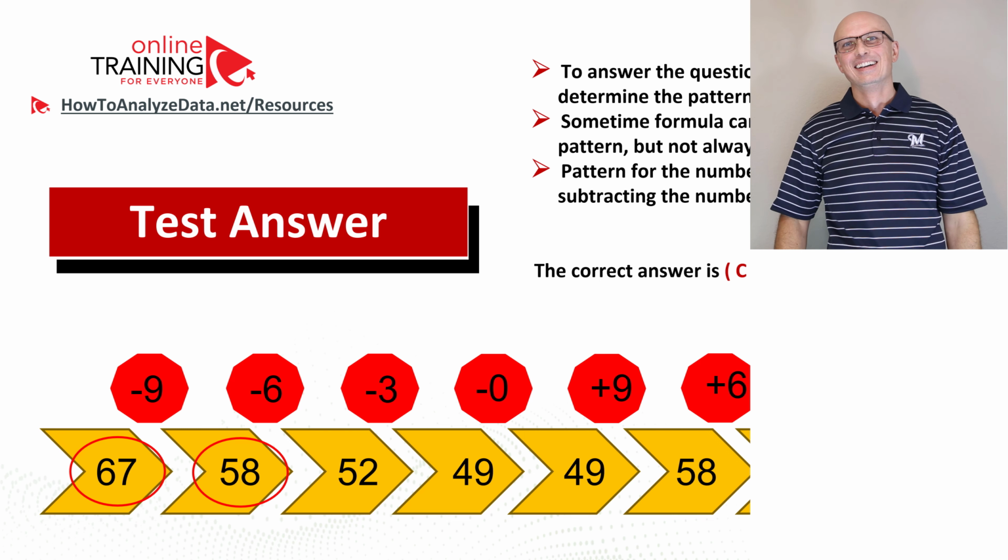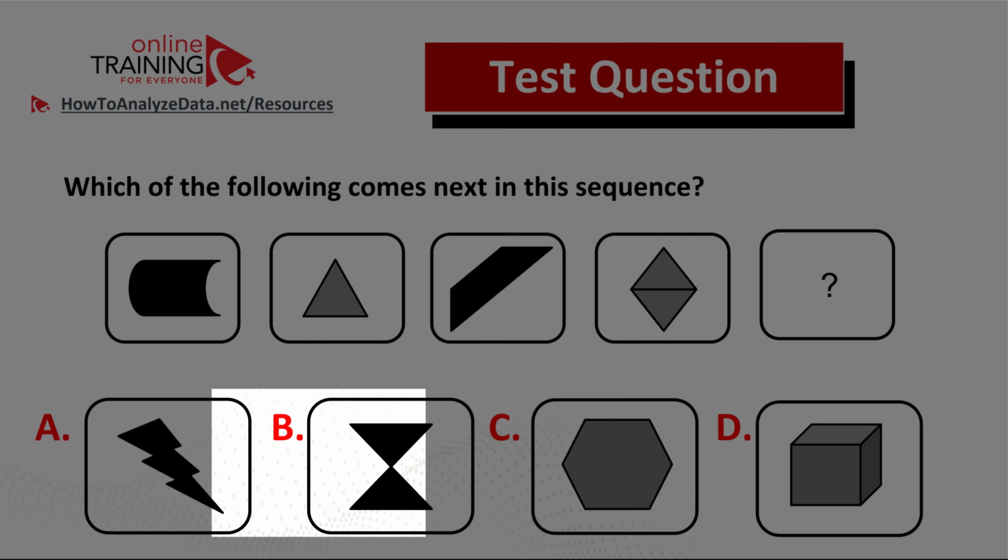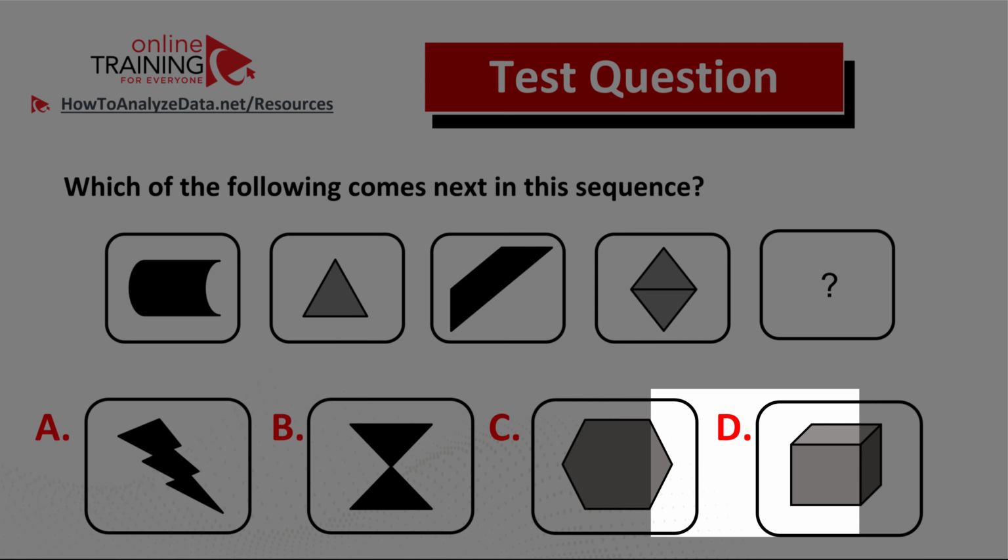And now here's the question for you to try. Please make sure to post your answer in the comment section of this video. You are presented with the sequence of objects, and you need to determine which one comes next in the sequence. Do you think you know the answer? Now might be a good time to pause this video and to see if you can come up with the correct answer. Is it lightning, sand clock, hexagon, or cube?